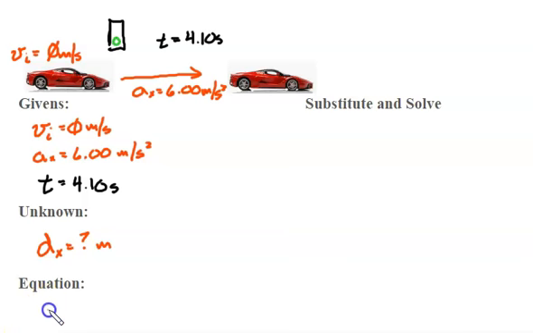So the equation we're going to use is displacement equals velocity initial times time plus 0.5 times the quantity acceleration times time squared.